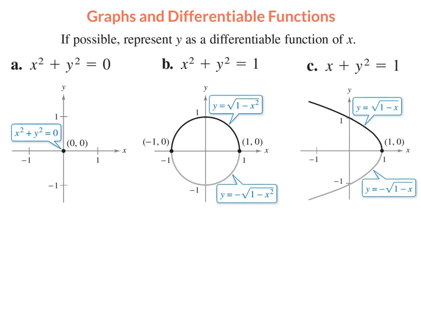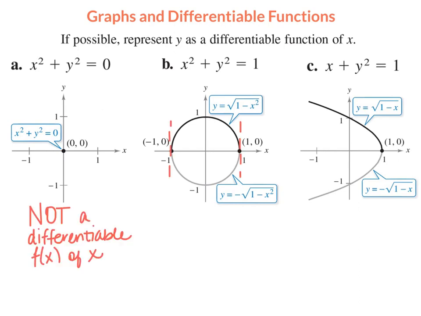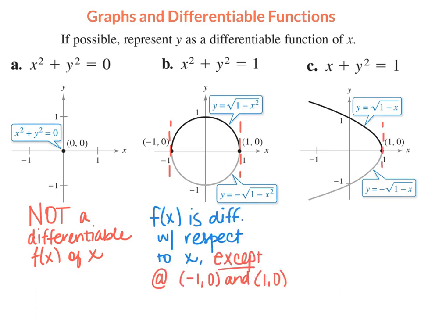So that's a no-go. Next up, we have another circle, x squared plus y squared, but it's equal to 1, so it's more than just a point. And I could split that up into two different equations for y, so that's the square root of 1 minus x squared and the negative square root of 1 minus x squared. So that makes the top of the circle and the bottom of the circle. And I can trace many different tangent lines along this circle, except at these 2 points, negative 1 comma 0 and 1 comma 0. So this entire function is differentiable in terms of x, except for at these 2 points.